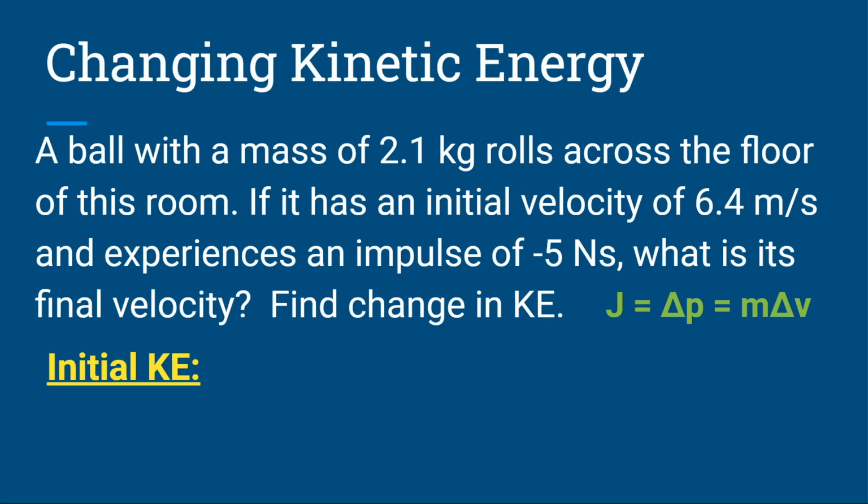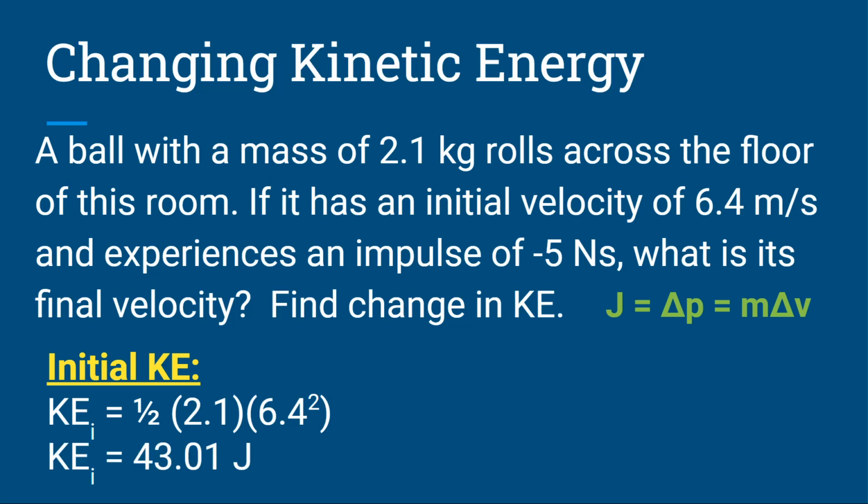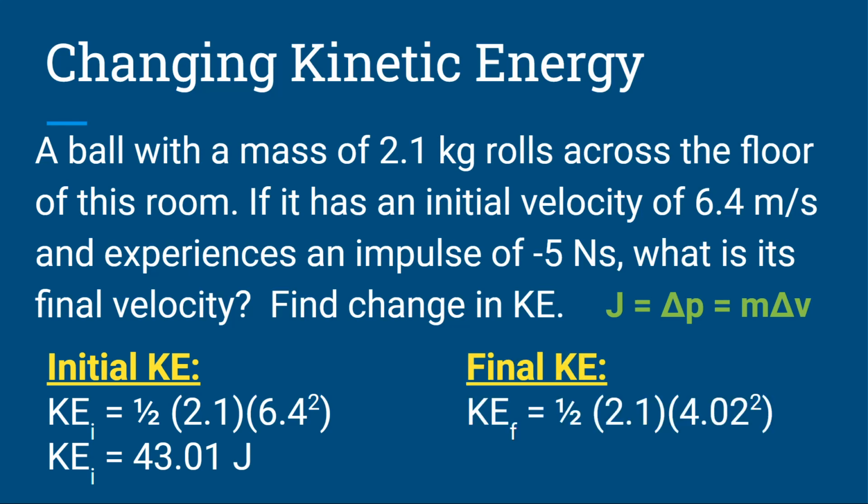Initial kinetic energy, we're still going to use our kinetic energy equation, KE, in this case KE initial, so KEI, equals 1/2, the mass is 2.1, the initial velocity is 6.4 squared. If I multiply that all out, I get an initial kinetic energy of 43.01 joules. Final kinetic energy, we're going to do exactly the same thing, except now I have my final velocity in the equation. That's the one I just solved for. So I have 1/2 times 2.1 times 4.02 squared. When I multiply that out, I get a final kinetic energy of 16.96 joules.